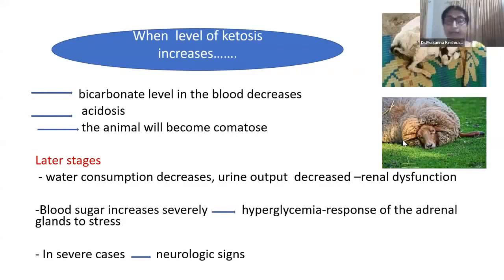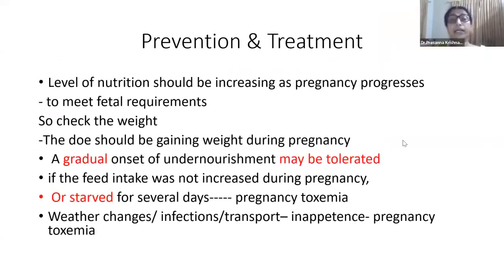And in severe cases, because of all these metabolic dysfunctions, there will be neurological signs shown by the animal. And how can we prevent this condition? It is all because of the nutrients, that we are not giving much attention to the nutrient level.